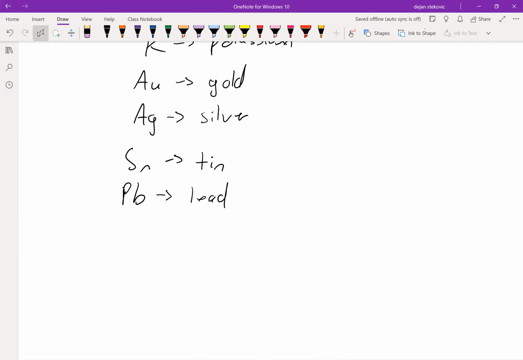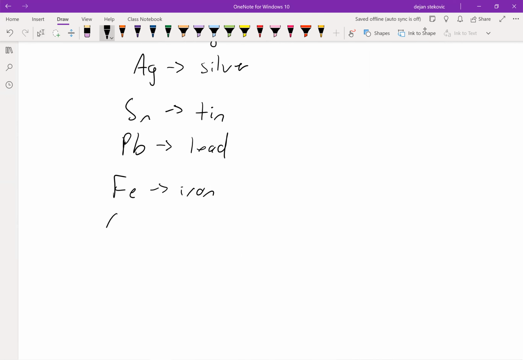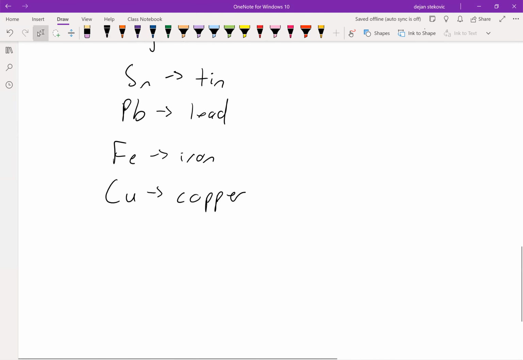Environmental effects there. Know that Fe is iron, right? Very common element, very useful element. Know that Cu is copper. So Cu is copper, Co is cobalt. So just make sure you don't mix those two up. And then finally know that Hg is mercury.